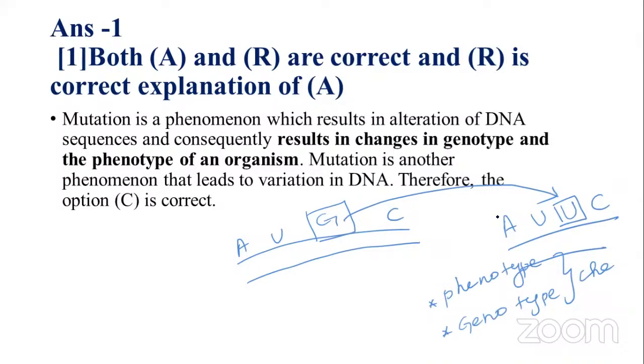That is given here. Both. Okay, my dear, so this is the correct: genotype and phenotype of an organism. Consequently, what happened? Alteration also takes place. That is very, very important. What is the next one?